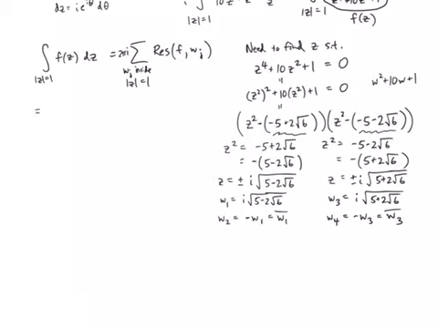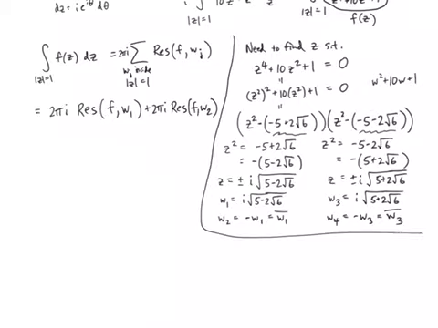So what we have here is that our integral is going to be 2 pi i times the residue of f at w1 plus 2 pi i times the residue of f at w2. Okay, so let me cordon that off. Now the residue of f at w1, let's take a look at that.